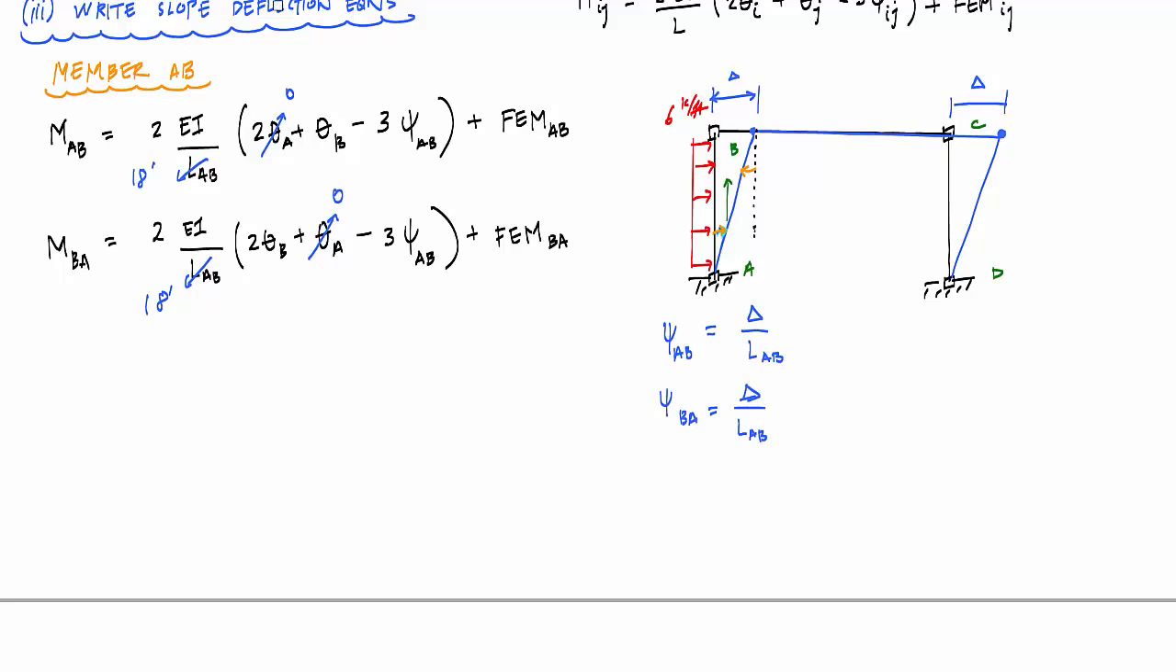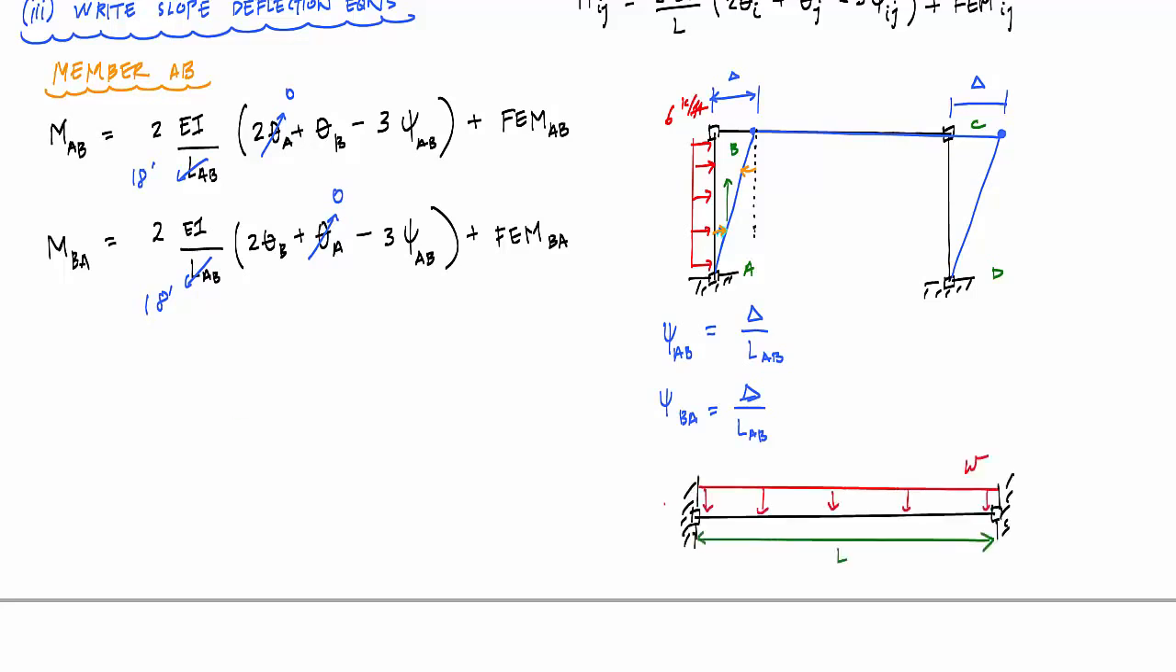And here for member AB, because we have loading here, a uniformly distributed load, the fixed end moment diagram that you probably see would look like this. And my fixed end moments here on the left side would be WL squared over 12, and here also WL squared over 12. If you recall, my beam is going left to right just as before. So this side would represent joint A here.